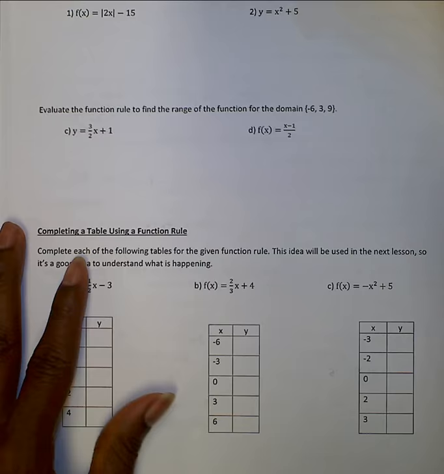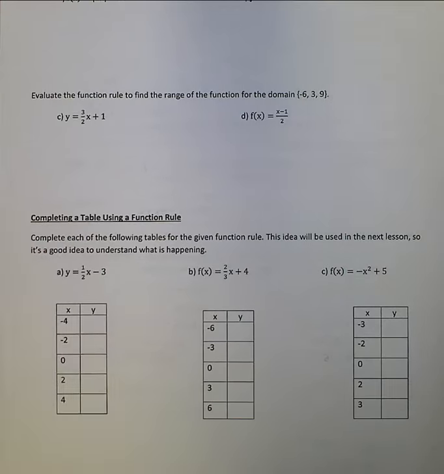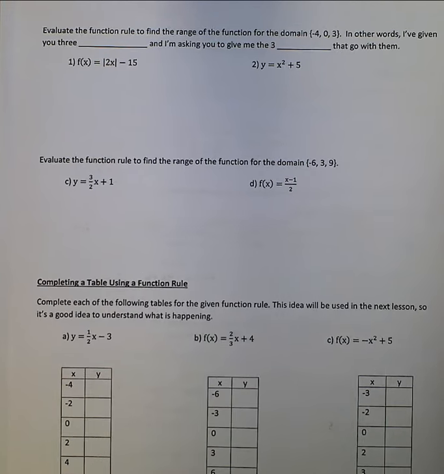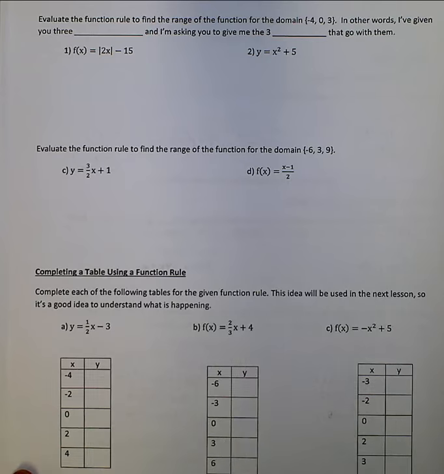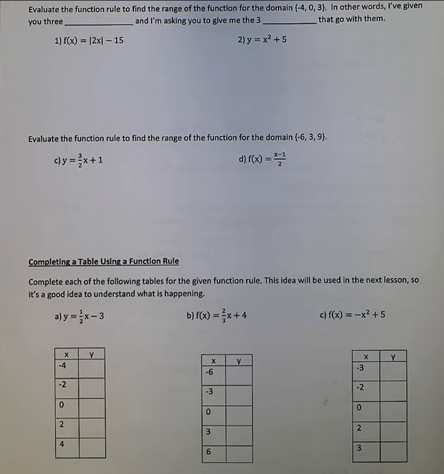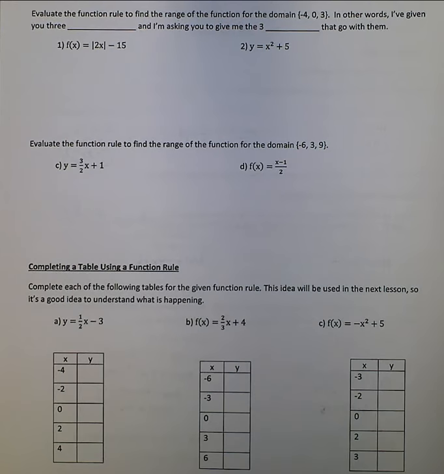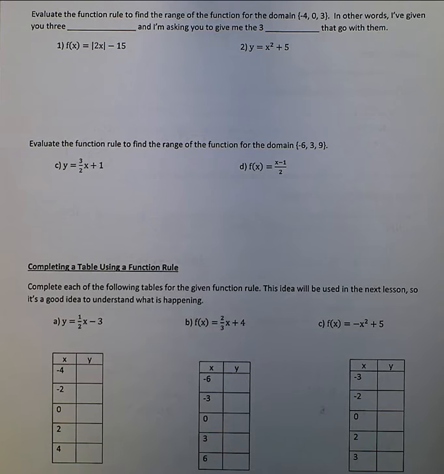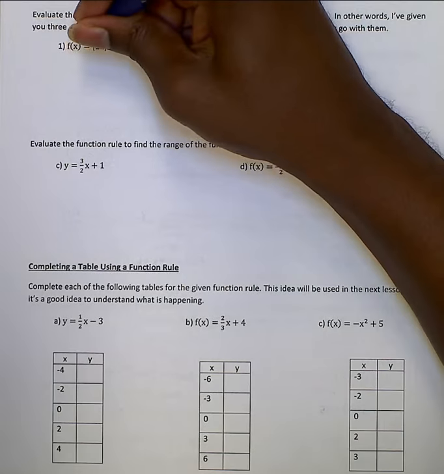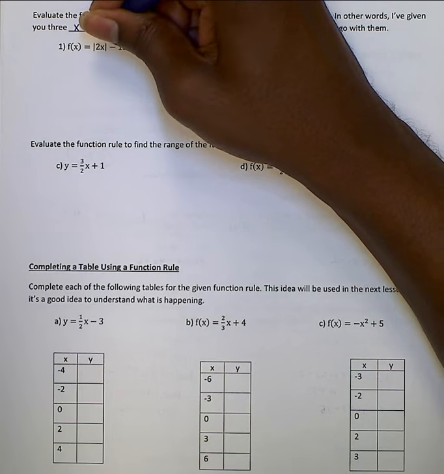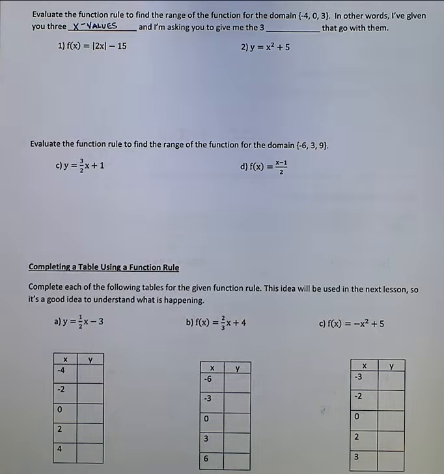Okay, looking at the back side. So here's a direction that you'll see often. The direction will say evaluate the function rule. Evaluate the function rule to find the range of the function for the domain -4, 0, 3. So to translate this for you so you understand what this is saying, I've given you 3 x values, or inputs, either way that you want to think of it. And I'm asking you to give me the 3 y values that go with them.